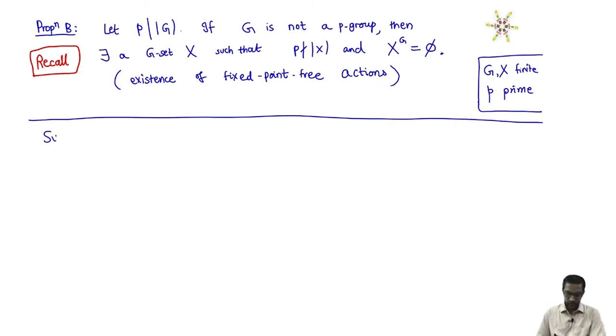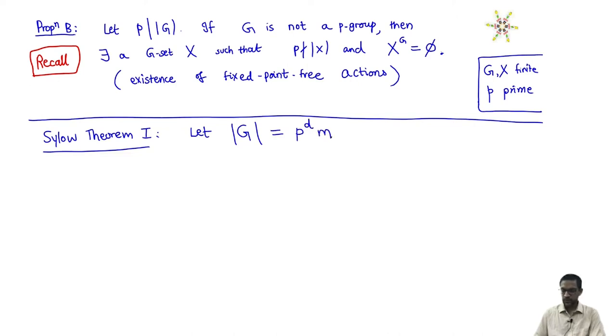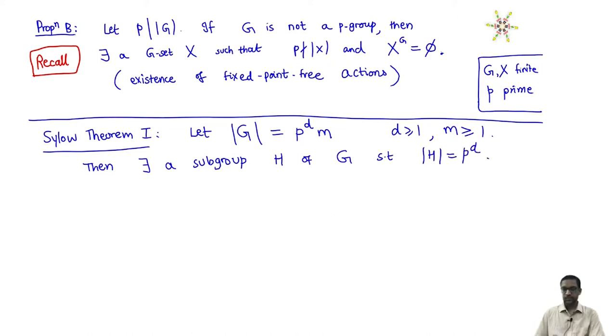So let me state what is called Sylow theorem number one. Sylow theorem one. Okay, what does it say? It says, let G be a finite group whose cardinality is divisible by P. So same assumption as above. So I will assume that the cardinality of G is of the form P power D times m, where D is at least 1 and m is at least 1, since the cardinality is divisible by P. That's all this statement is saying. Then the Sylow theorem says that there exists a subgroup H such that the cardinality of H is exactly P power D. So take the maximum power of P which divides the cardinality of the group. You can find a subgroup of that exact cardinality.